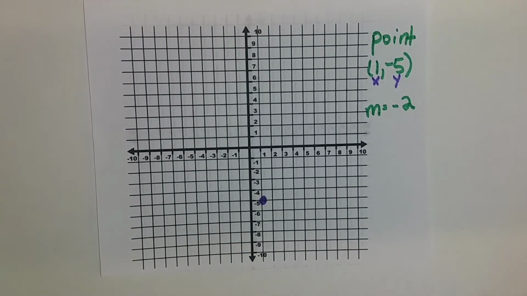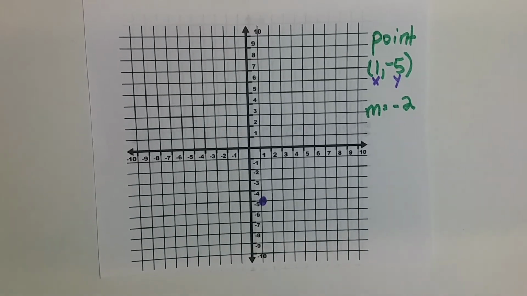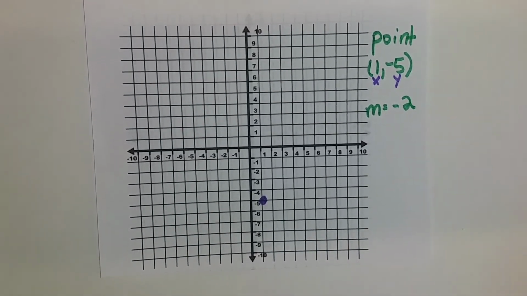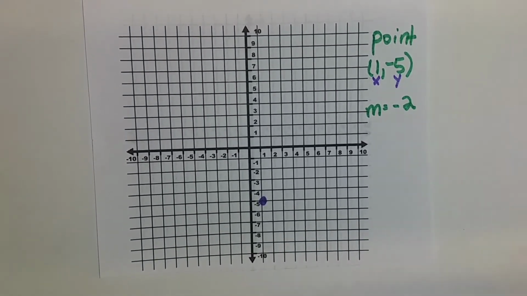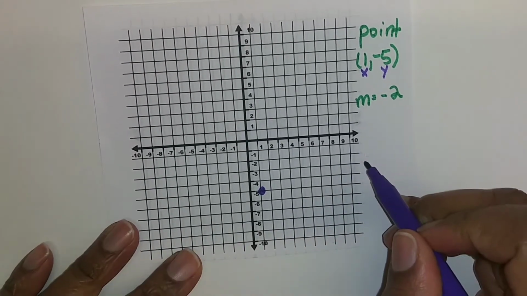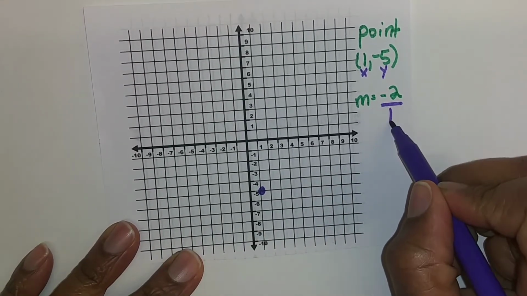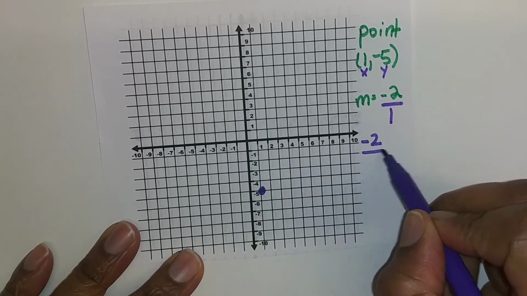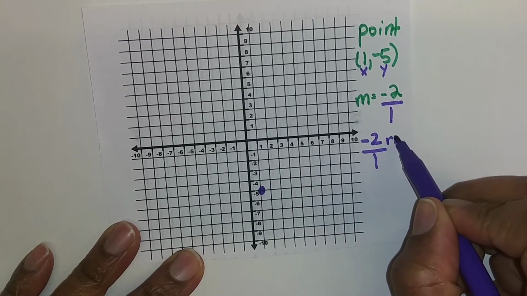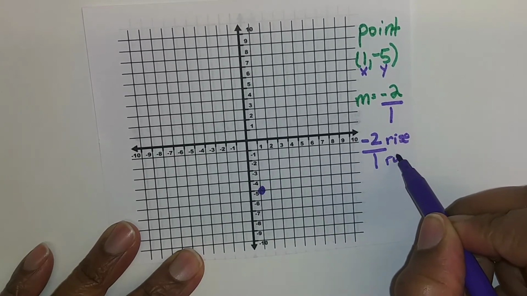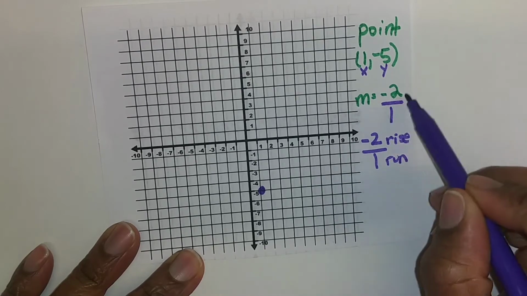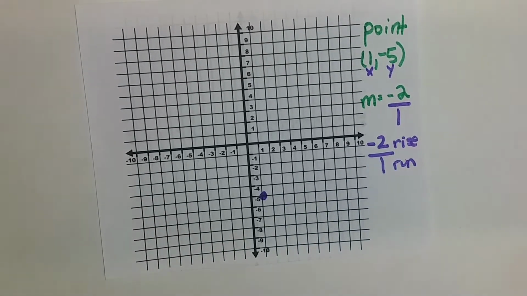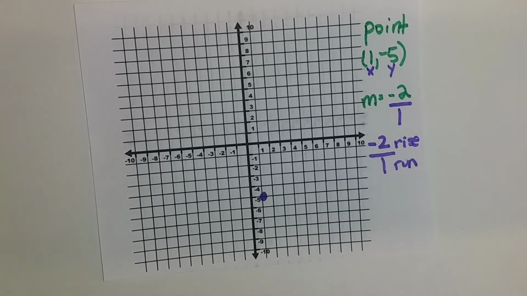Now, to get the other points on the line, in order to graph my line, I need to follow my rise over run. But take a look at my slope. Since the slope is -2, I need to make that into a fraction. So if I transfer down here, this would be my rise, and this would be my run. Any whole number that you have as a slope, you make into a fraction, and that's your rise over run.